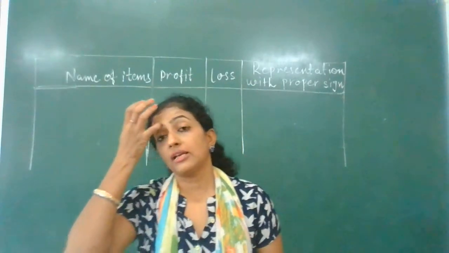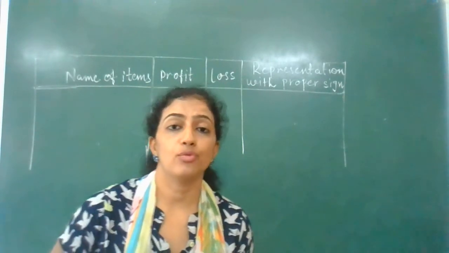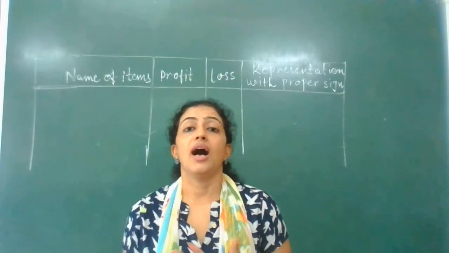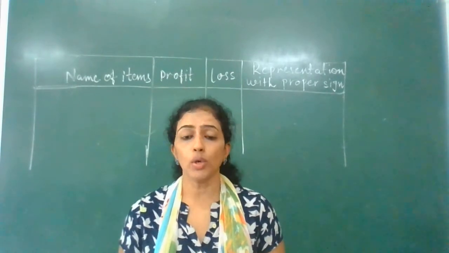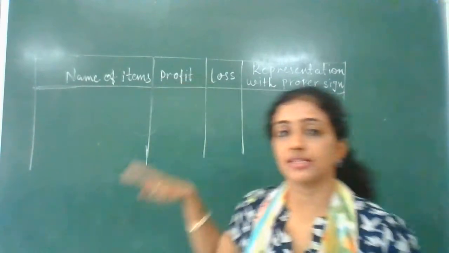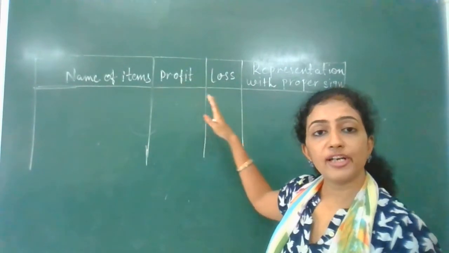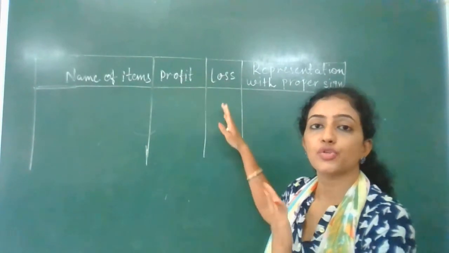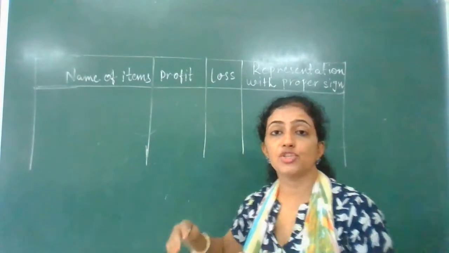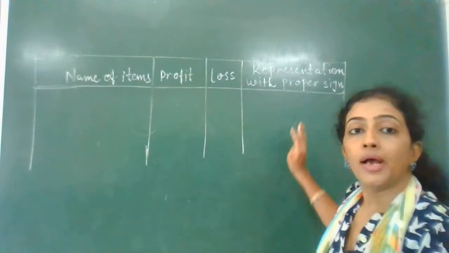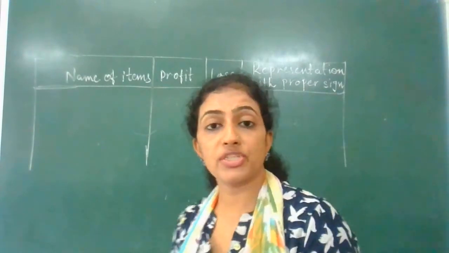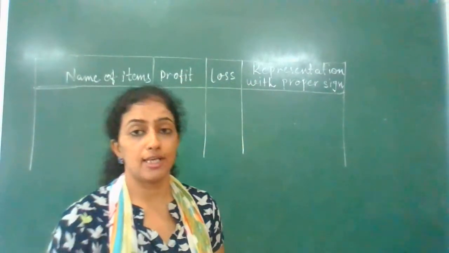So today again we'll understand a little more about integers, how they are applicable and useful in our day-to-day life. Here I am with one table. As I have said, profit and loss are opposite to each other. So I have taken two opposites, and with the help of integers, how will I show this profit and loss in the form of positive and negative integers?